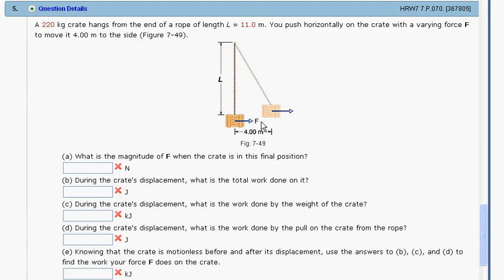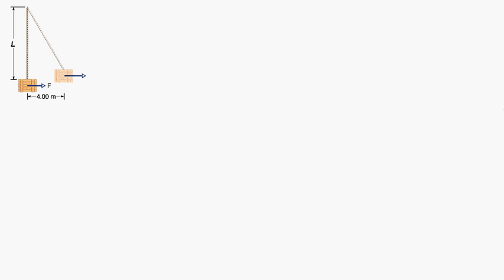Okay, let's finish this up with problem 5. We have this crate hanging from the end of a rope with a given length, which is of course L, and we want to push horizontally on the crate with varying force to move it 4 meters to the side. The first question is, after we move it 4 meters to the side, what is the final horizontal force F on the crate that's holding it in place?